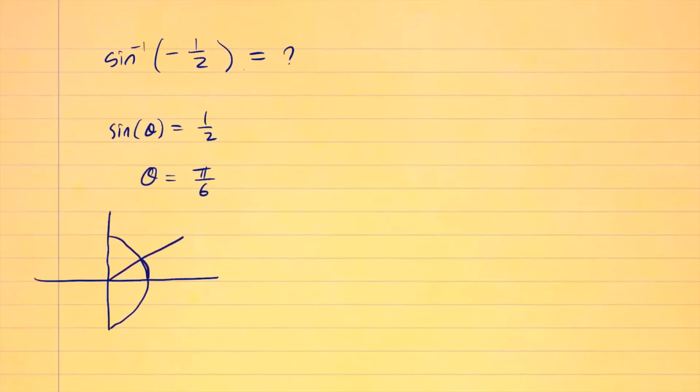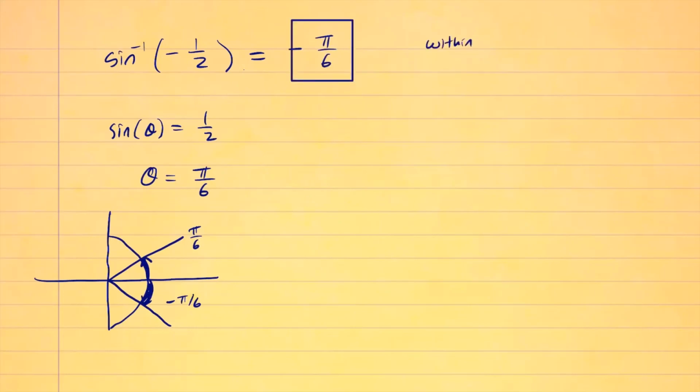This is the one we just got, that's pi/6. But we want to go this way because that will give us the negative exact value. So that would be -pi/6. To answer this question, this is -pi/6. And this is within our restricted domain, so theta is between -pi/2 to pi/2. Remember, for sine inverse, you have to be within this restricted domain. All right, I hope this makes sense.